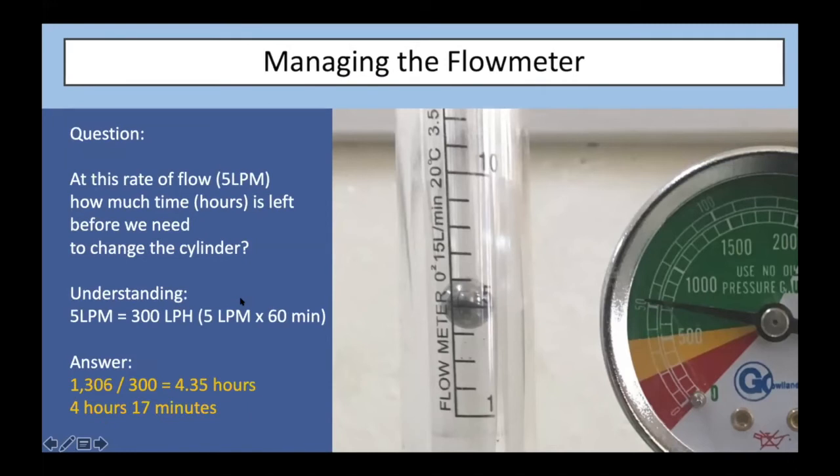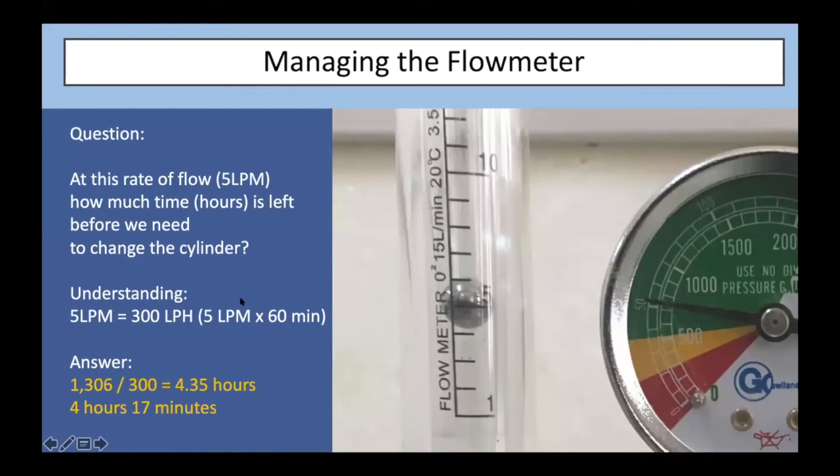So the question is, at this rate of flow, at 5 liters per minute, how much time in hours is left before we need to change the cylinder? So we understand that 5 liters per minute equals 300 liters per hour. That's 5 liters per minute times 60 minutes is 300 liters in an hour. So the answer can be calculated by dividing the total volume you have left in the cylinder, 1,306 liters, by 300 liters per hour, means you have 4.35 hours, which is 4 hours and 17 minutes. That's how long you have.